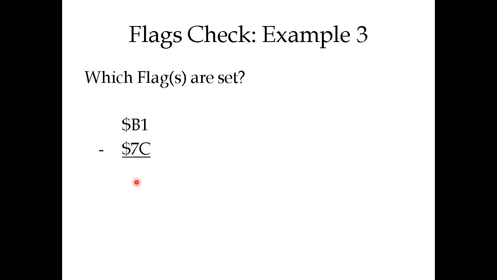Now we are doing a subtraction: B1 minus 7C. Let's do the subtraction. The result we got is 35, right? Let's look at the N flag. It's 0. Why? Because the result is 35, which is a positive number, because the leftmost digit is 3, which is less than 8. The zero flag is 0 because the result is not 0. There is no carry or borrow because this is subtraction. There is no borrow, so it's 0.